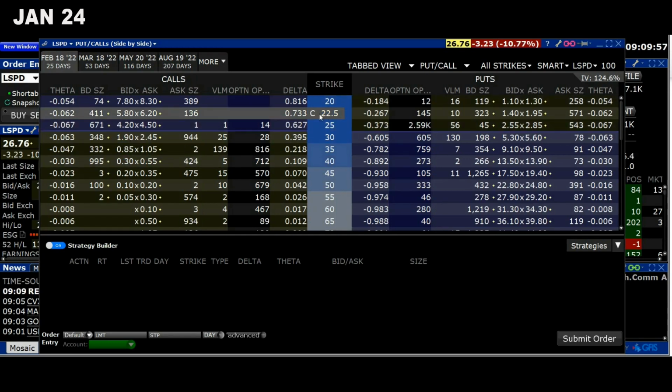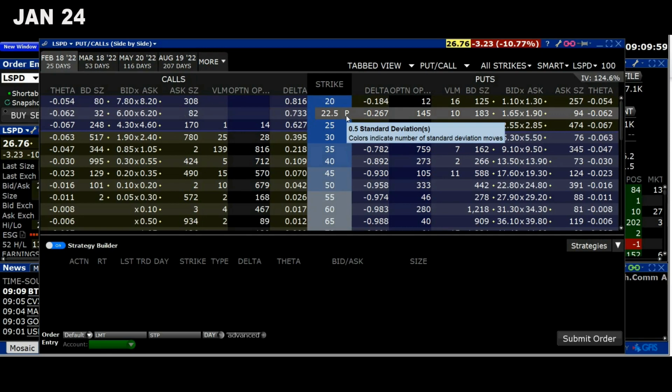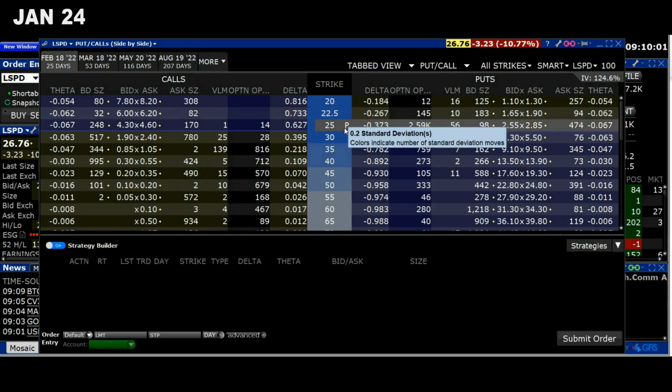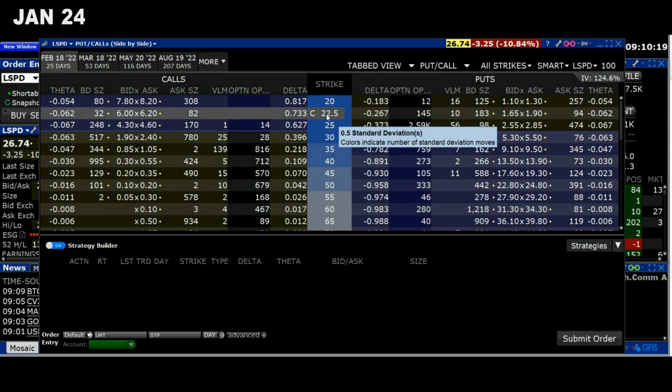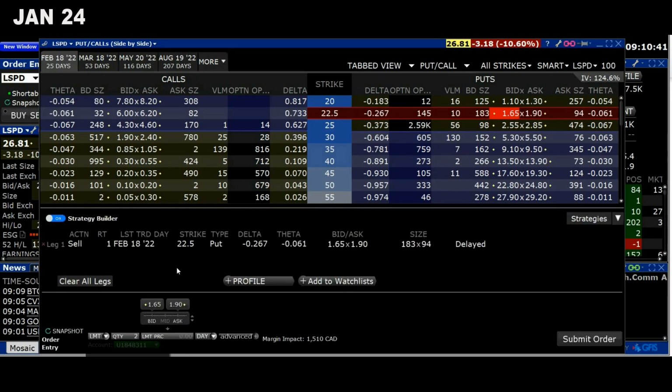So maybe at 22.50, I will sell a put there. 25 is pretty close to the price already today. You can see just in one day it fell $3. So if it falls $3 again, this could go to 23. So instead of 25, I think 22.5 would be a pretty good option here to sell. I'm going to sell the put option on this and just add a leg here.